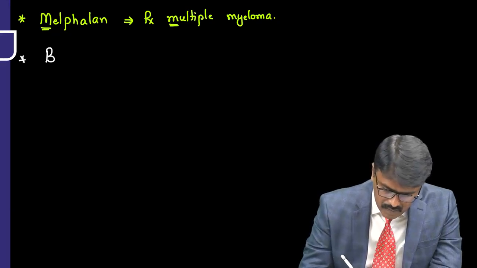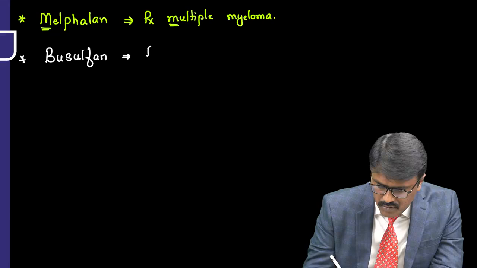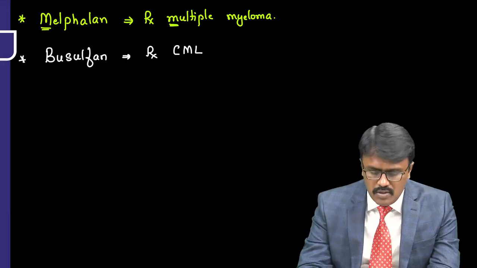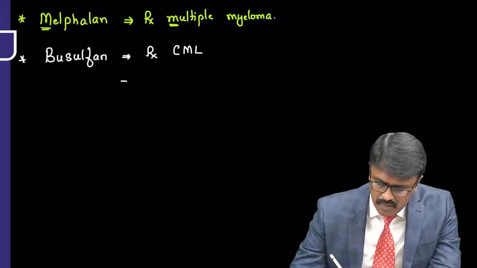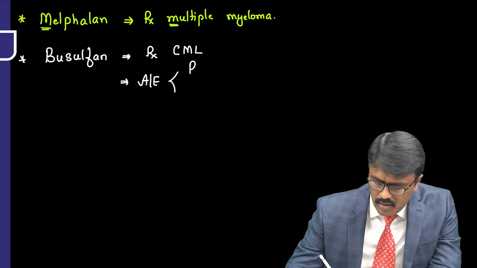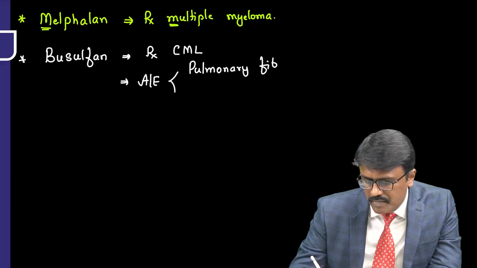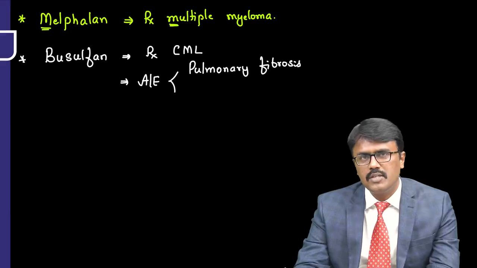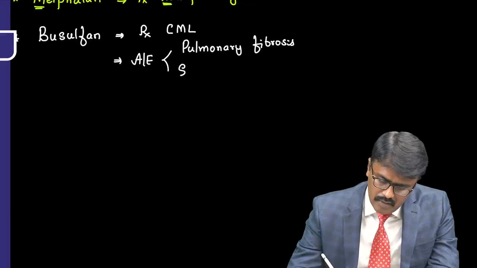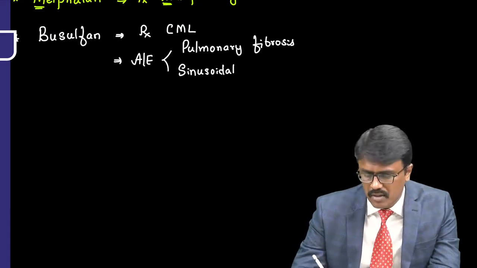Then we have a drug by the name busulfan. Busulfan is used to treat chronic myeloid leukemia, CML. It is used for CML, but there is some adverse effect with this drug. Commonly asked in the exam, too important, is it causes lung fibrosis. We call it pulmonary fibrosis. Can you tell me an antiarrhythmic drug which causes pulmonary fibrosis? If you're telling amiodarone, very good, 100% correct. And it will also cause sinusoidal obstruction syndrome in the liver.